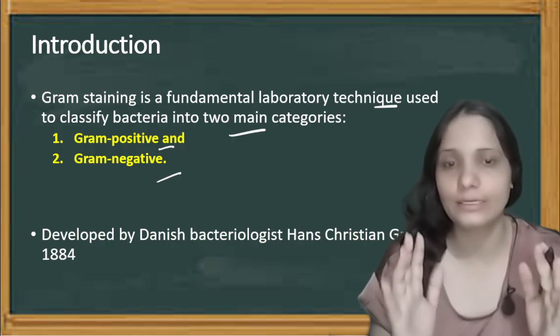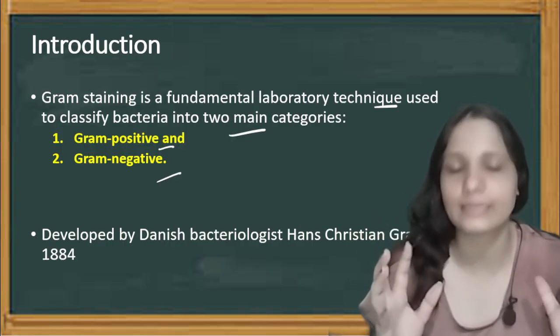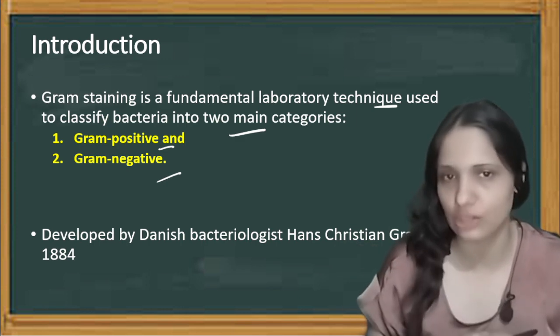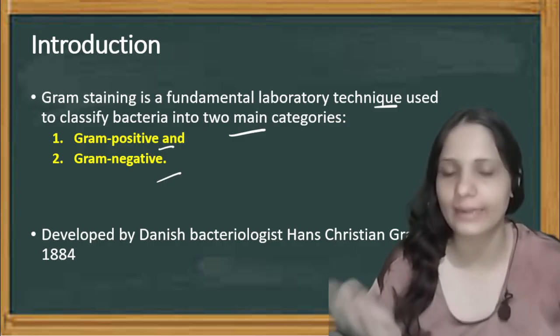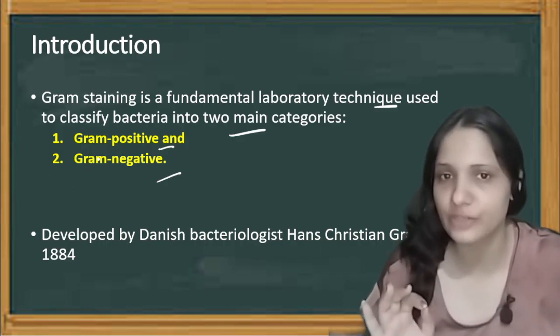Now, if we need to classify gram positive from gram negative bacteria, how do we classify them? Here we have a technique, and that technique is gram staining. With the help of the gram staining technique, we can classify bacteria into two classes, gram positive and gram negative. This much you have understood, right?